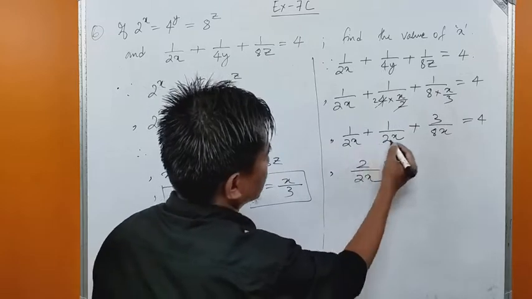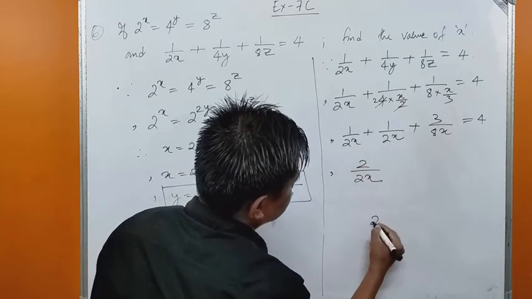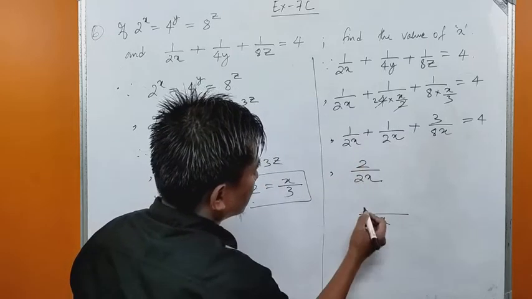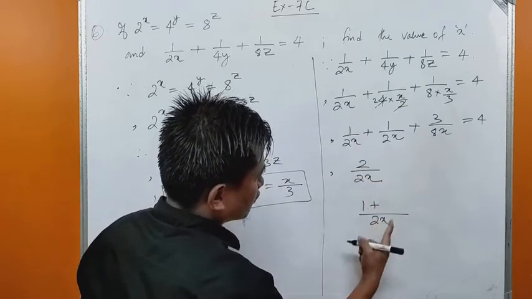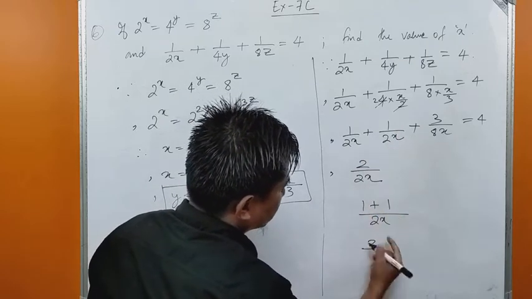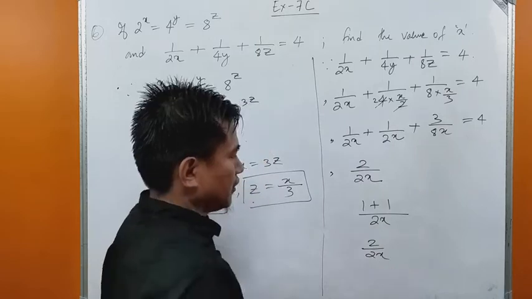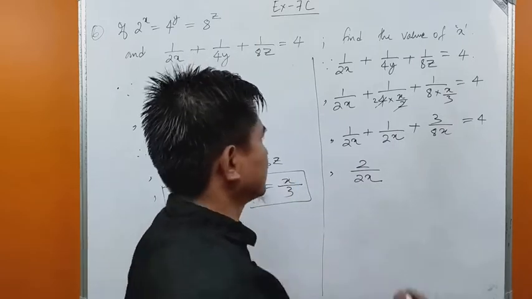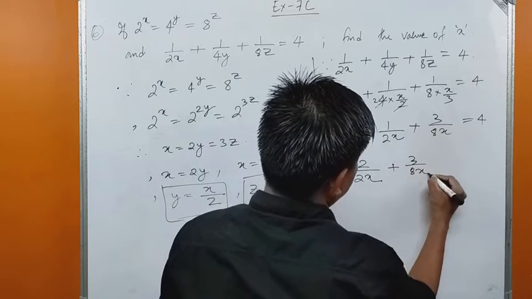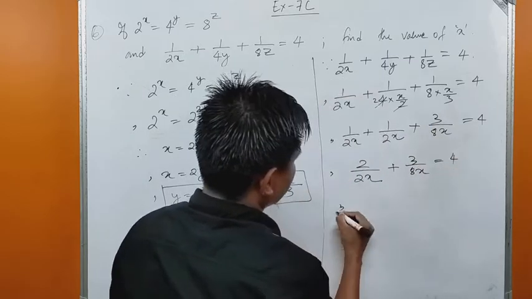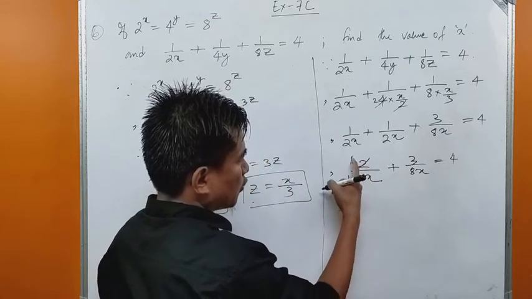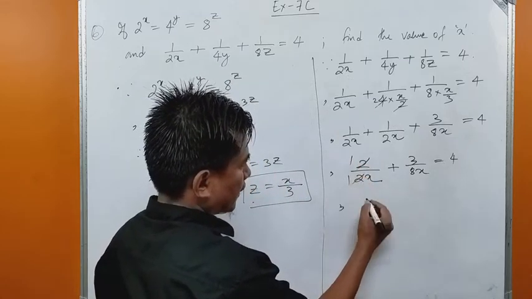Or you can find the LCM also. The LCM of 2x is 2x. So 2x into 1 gives us this, 1 into 1, plus 2x into 1 gives us this 2x. So 1 into 1 is 1, 1 plus 1 is 2 upon 2x, plus 3 upon 8x equals 4. Now this 2 and 2 get cancelled, so we have 1 upon 1 into x, which is x.